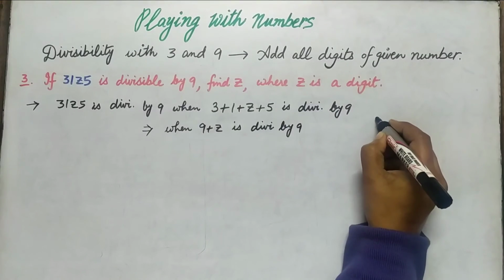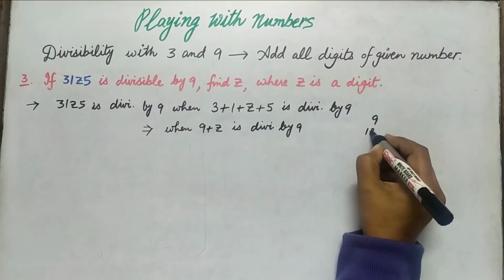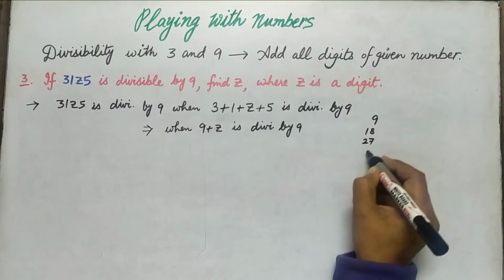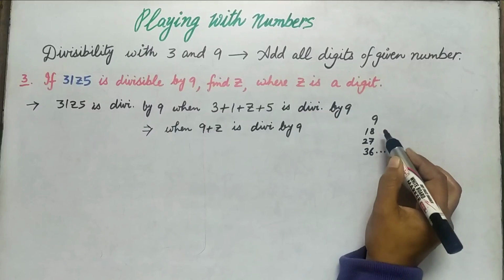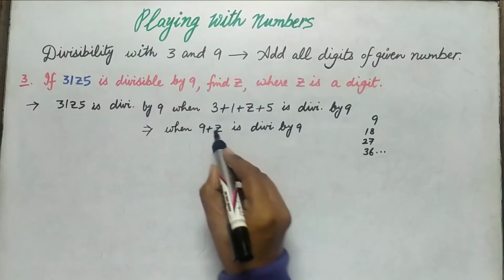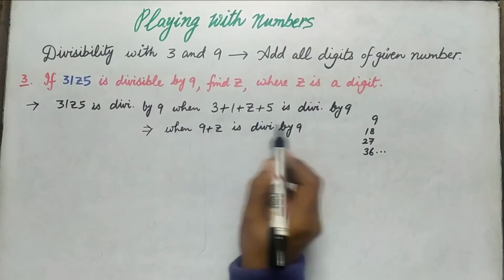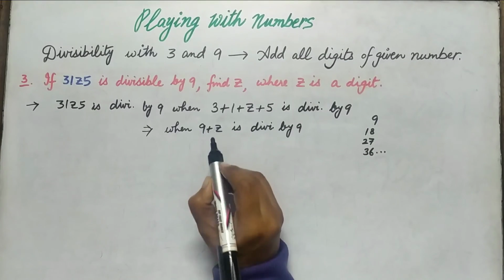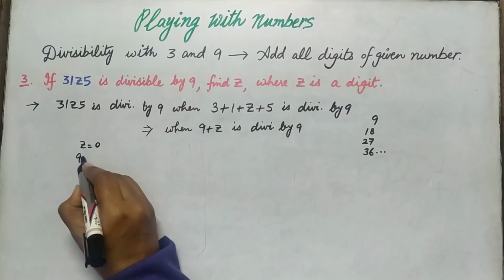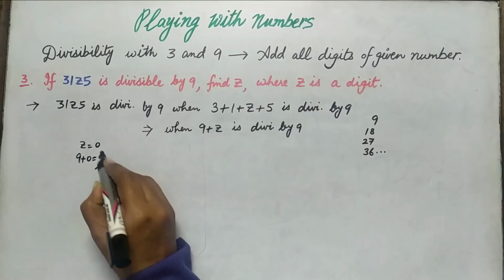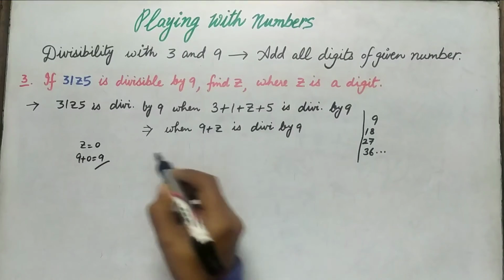Now the table of 9 gives 9 ones are 9, 9 twos are 18, 9 threes are 27, 9 fours are 36 and so on. We want these answers after substituting the value of z and adding these two. How will we get 9 when z is 0? When we put z is equal to 0, the sum becomes 9 plus 0, 9. And we have the value of z that gave us the table of 9.